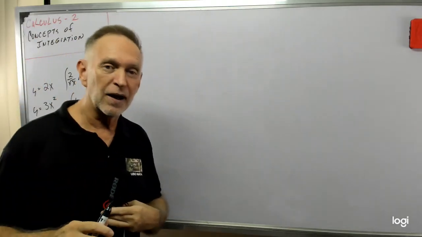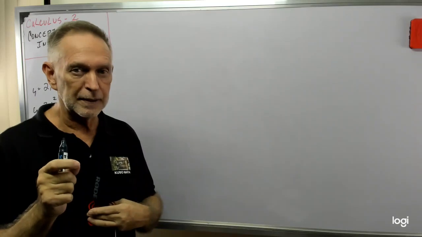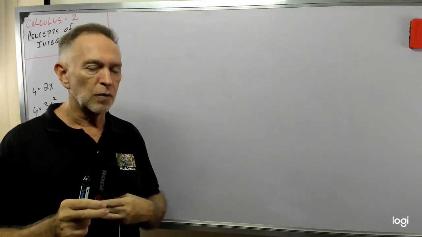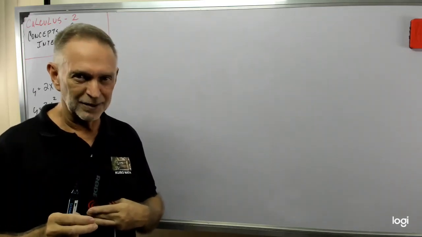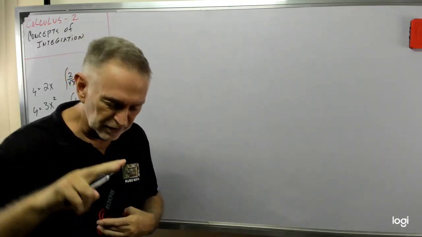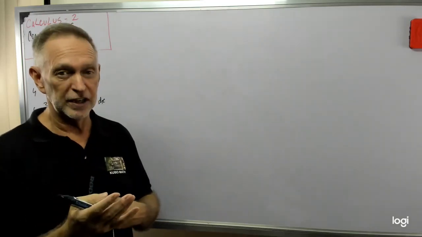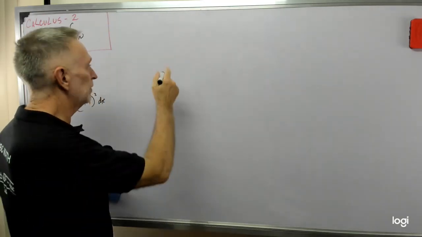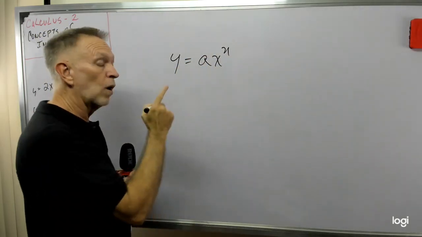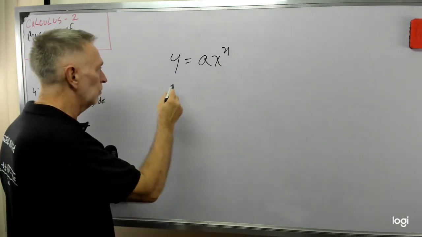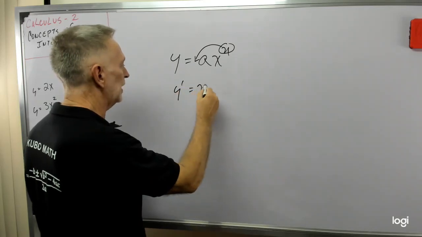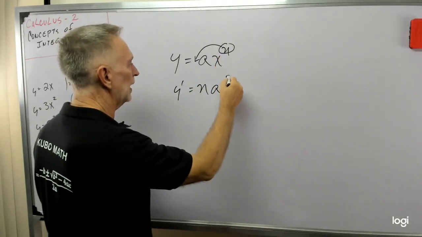Tonight we're talking about Calculus 2. This is the beginning of integration, the concepts of integration. For me, calculus really picked up speed in terms of difficulty when I went into integration because it was the opposite of differentiation. You'll recall in differentiation, let's say y equals ax to the n, and we want to take the derivative of that. We would take n, bring it down, so y prime was n ax to the n minus 1.